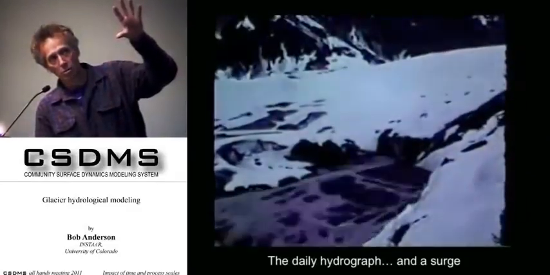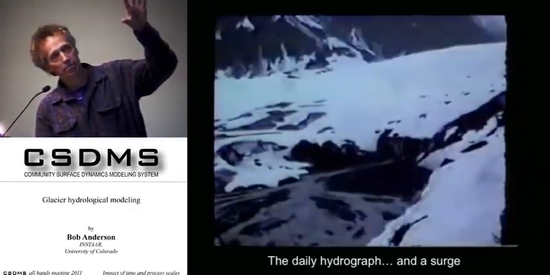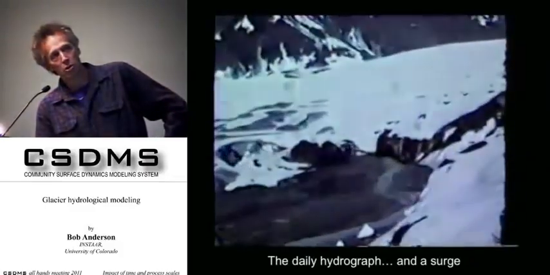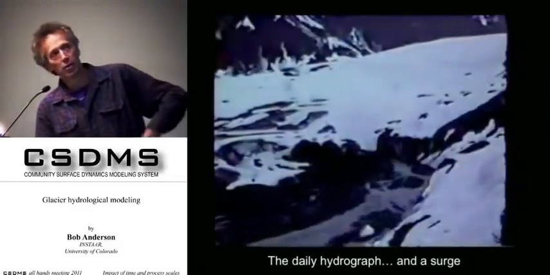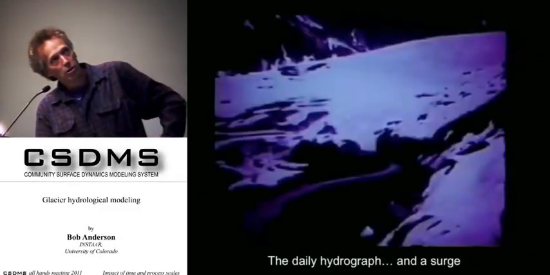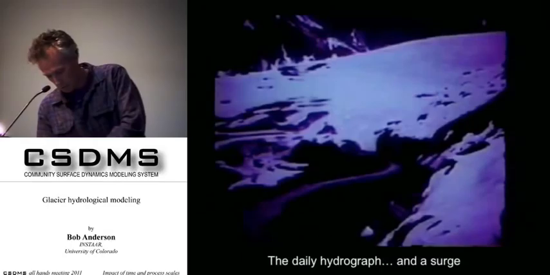This is an example of the complexity of a daily hydrograph. So snowmelt happens during the day, and the system goes to sleep at night, reborn during the day during snowmelt. But this is the, pardon me, this is the surge. Hang on. Let me go back.